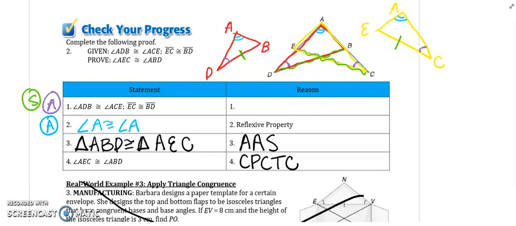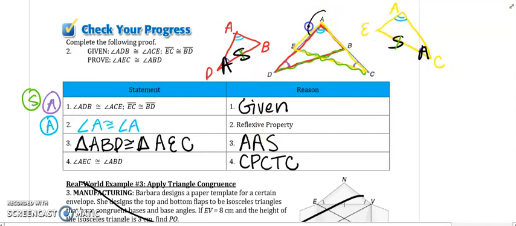Okay, I've completed my proof. I had my givens, and I drew my figures separately. It gave me an angle, and it gave me a side. Then I looked for what was reflexive, and they shared this angle A up here. So that gave me another angle. So now I have three things. I have two angles and a side. I can prove my triangles congruent. My S is not touching both A's. So we know that it is AAS because it's a non-included side.